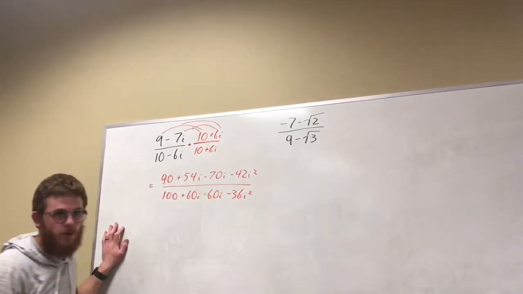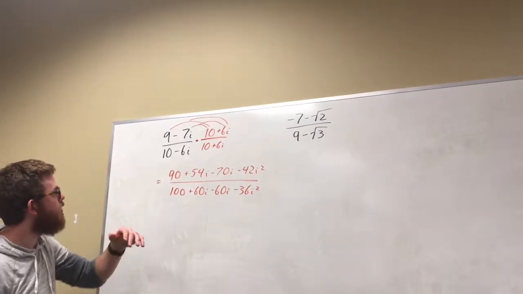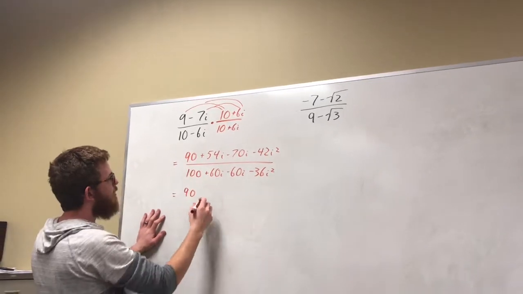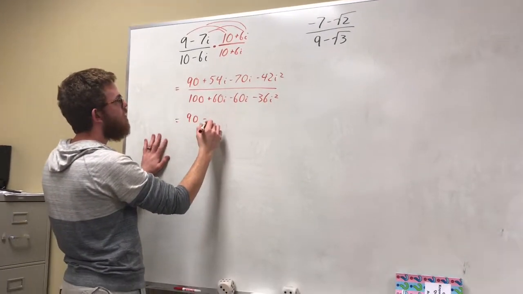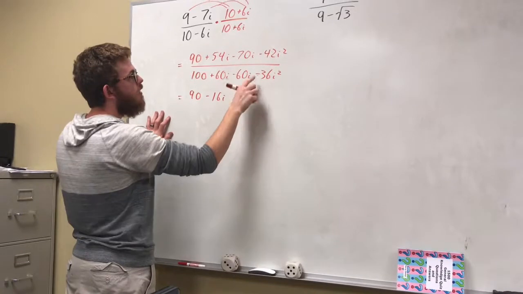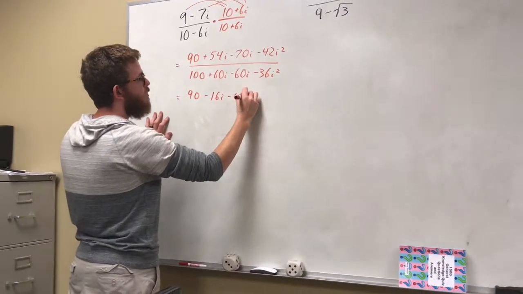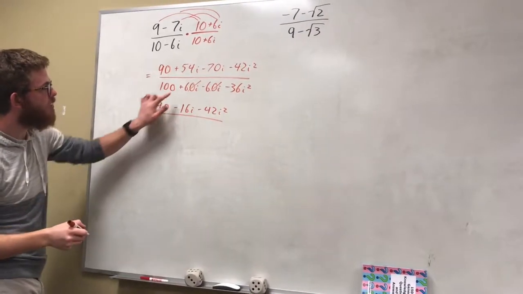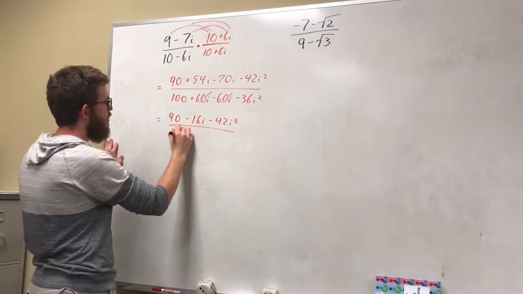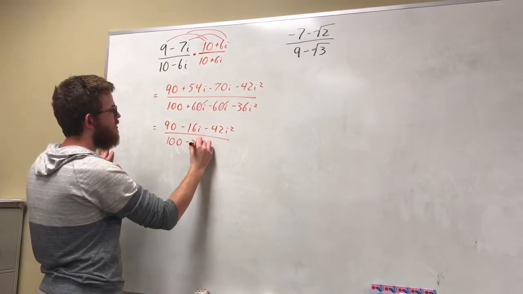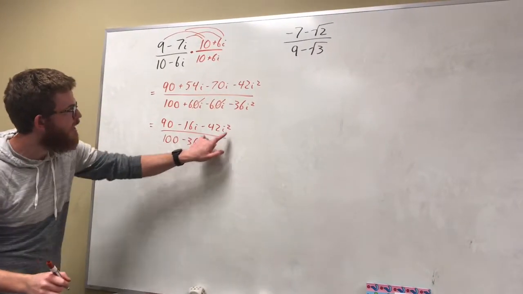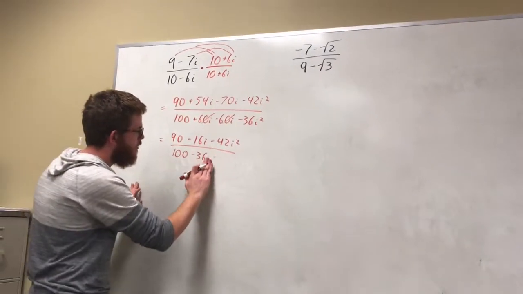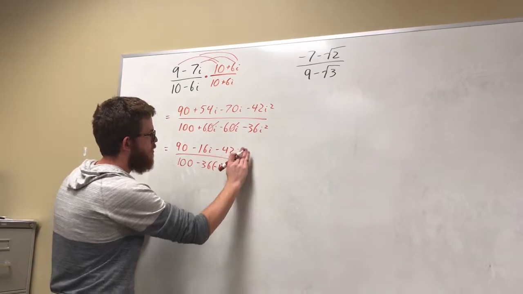minus 36i squared. When I combine some like terms, I've got on the top 90 minus 16i, and I have minus 42i squared. On the bottom, these 60i's cancel out because one's positive, one is negative, to give me 100 minus 36i squared. And notice we have i squared on the top and the bottom. i squared is a -1. So I'm going to replace that with a -1.